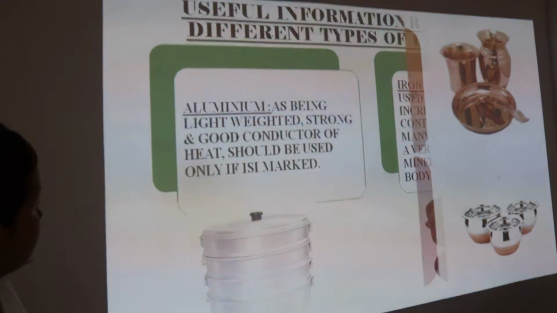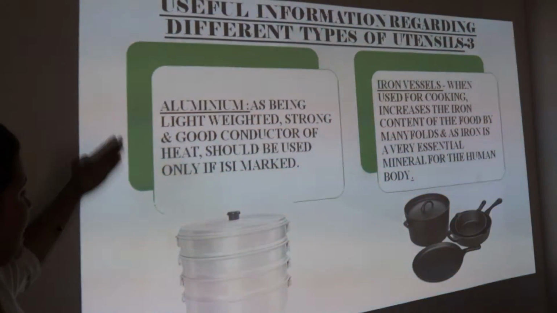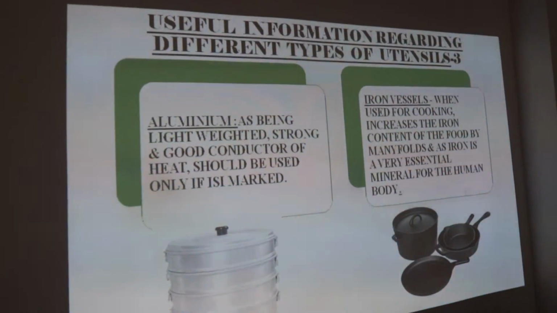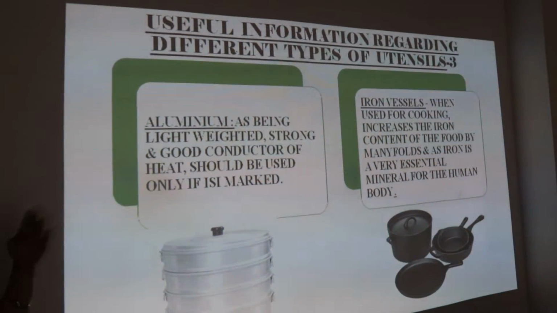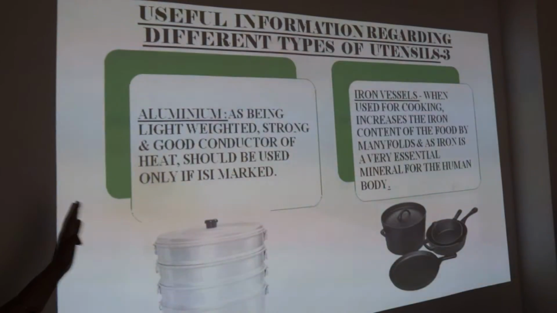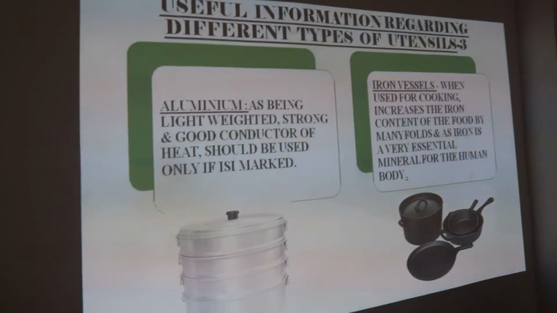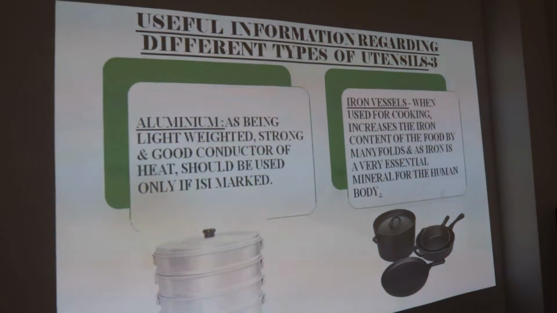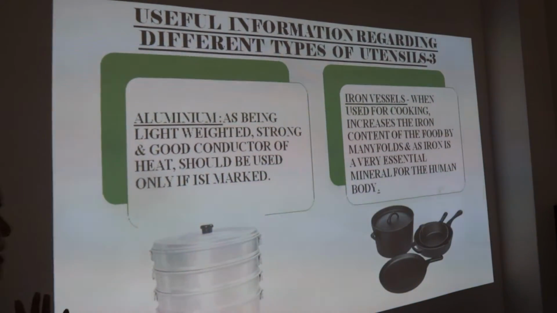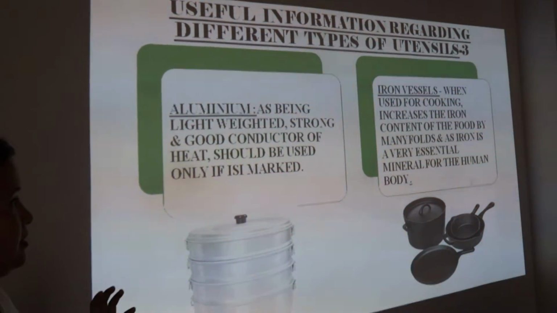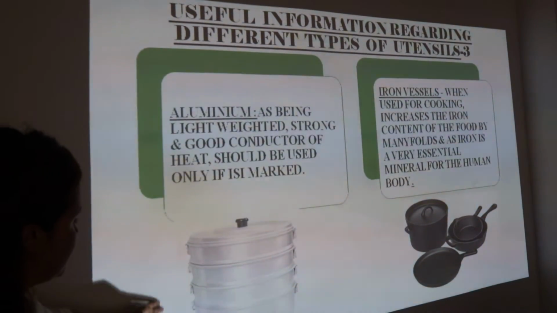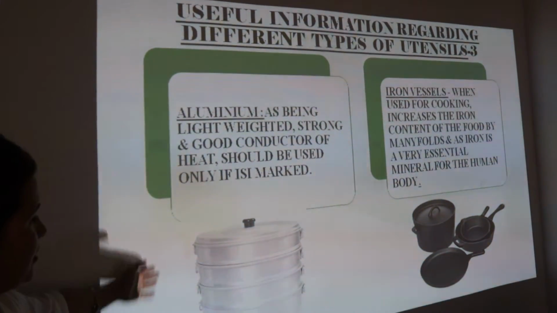Another is aluminium. Aluminium is very lightweight and very strong, and it is also a very good conductor, like copper. So it should be used only if there is an ISI mark. ISI means Indian Standard Institute. This kind of marking is given to various kinds of utensils in your kitchens, so you should look for the ISI mark. And aluminium, as you can see here, this is Moktu, you say in Nepali, isn't it?